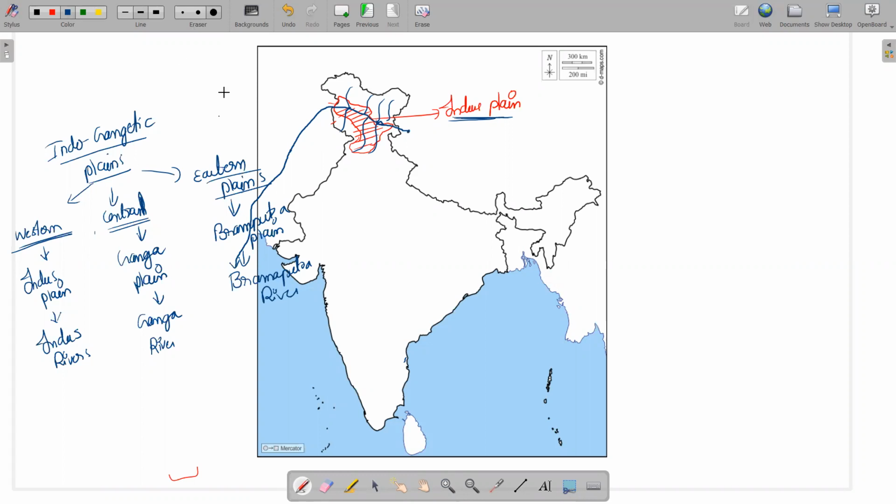Similarly, you have to do the same thing for your Ganga river. Remember the Ganga river flow. This is the area where the Ganga river flows through, and finally it donates its water into the Bay of Bengal.